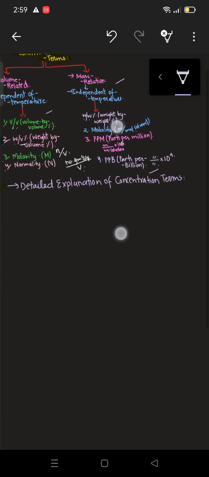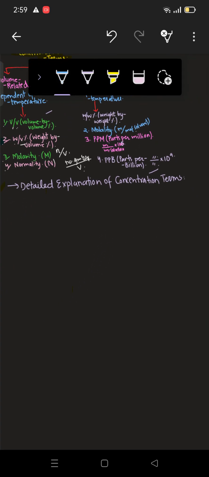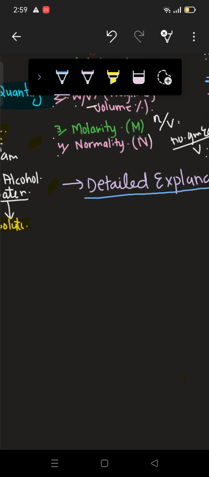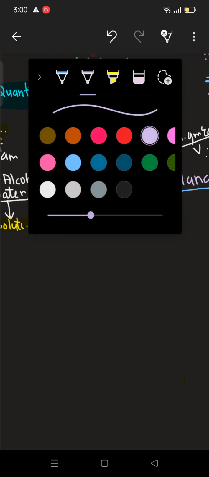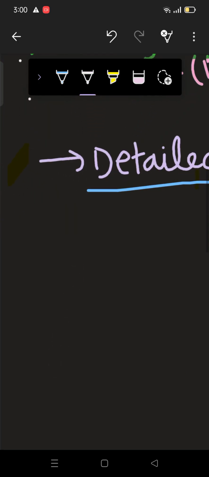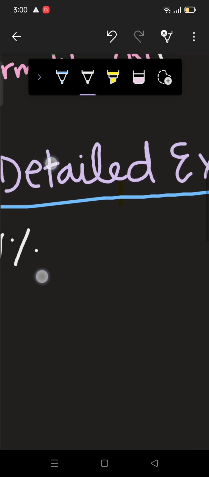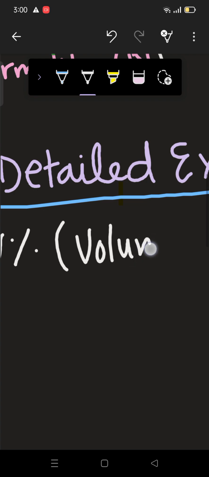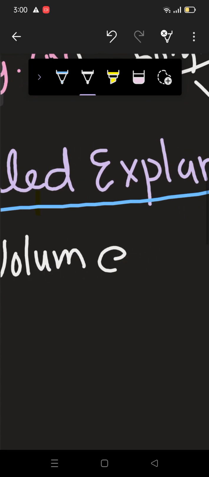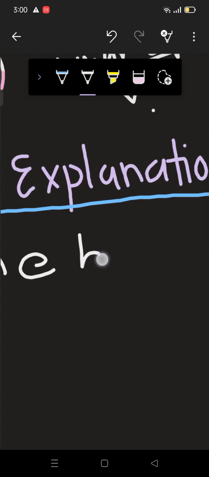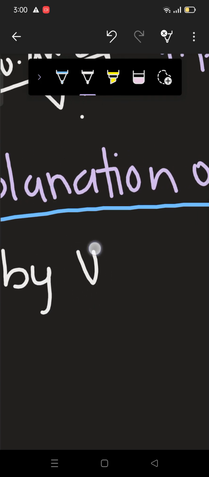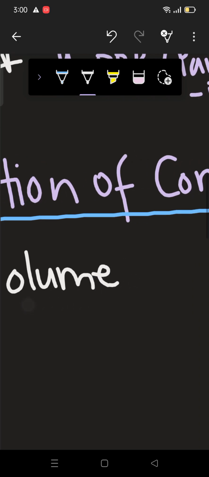So the first concentration term we're going to discuss here would be volume by volume percentage. You can write it like this, volume by volume percentage, or you can write the full form of it. Both are okay.